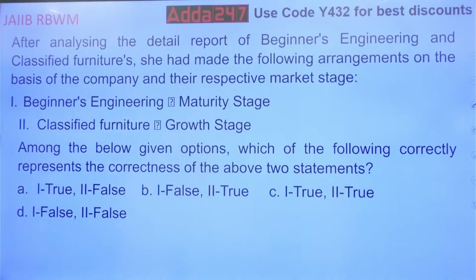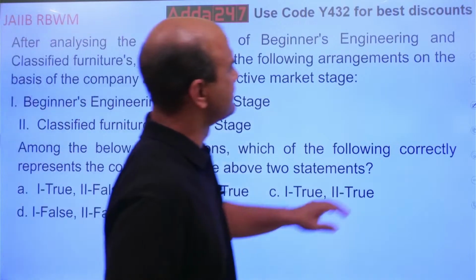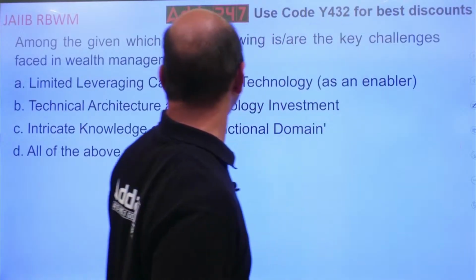After analyzing the detailed report of Beginners Engineering and Classified Furnitures, she made the following arrangements on the basis of company and their respective market stage. Beginners Engineering is at maturity stage, Classified Furnitures is at a growth stage. Among the below given options, which of the following correctly represent the correctness of the above statements? Let's move on with this. This is related to a case.